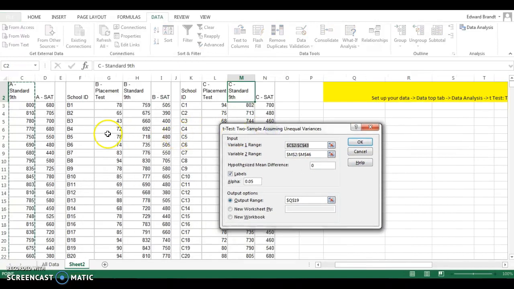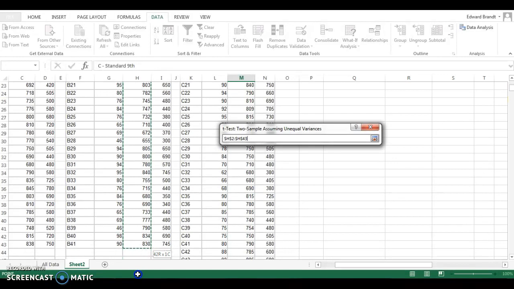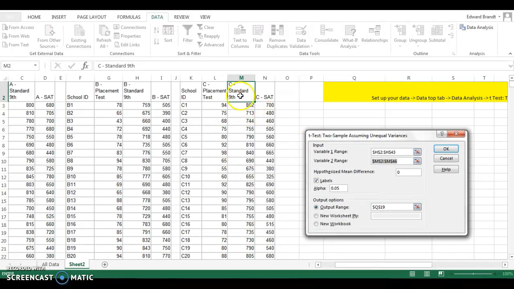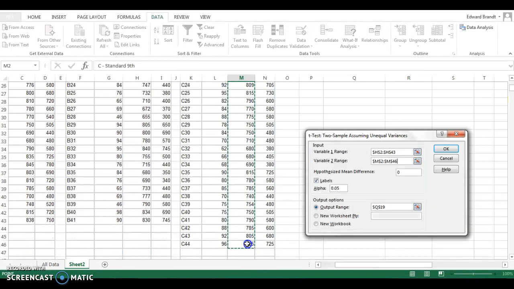My first variable is going to be the School B's standardized test scores. My second variable is going to be School C's standardized test scores, ninth grade. I don't know if there's a significant difference there or not. So my hypothesized mean difference right now, my null hypothesis, is that there is no difference between them. So I make sure that 0 is my hypothesized mean difference.